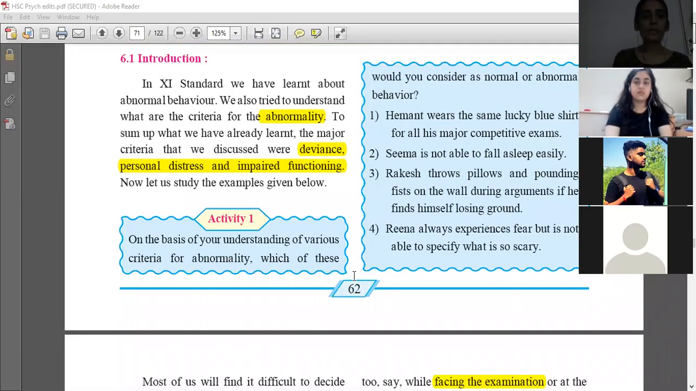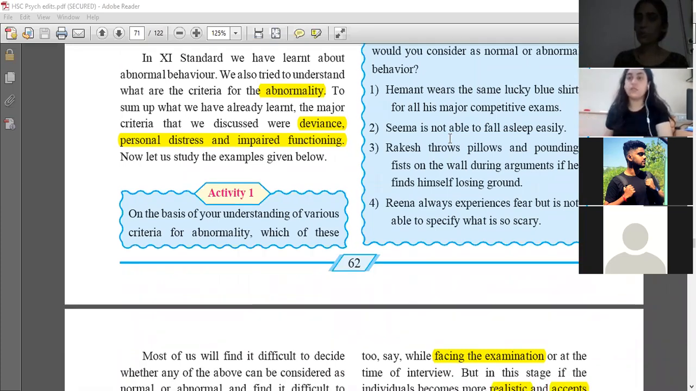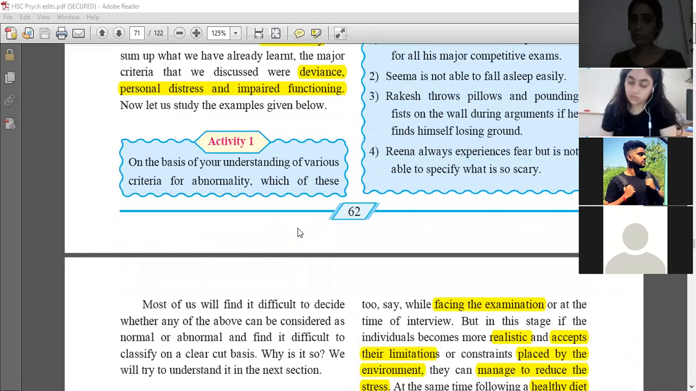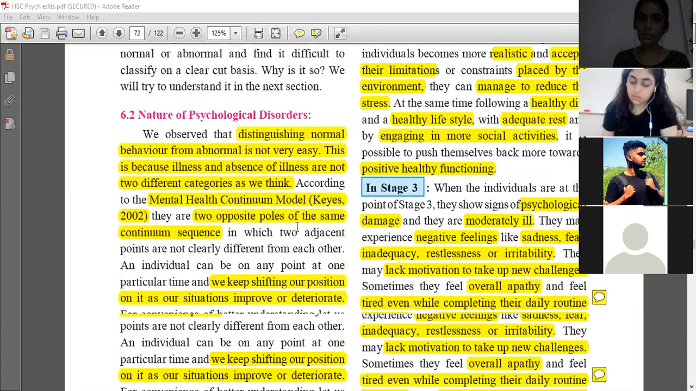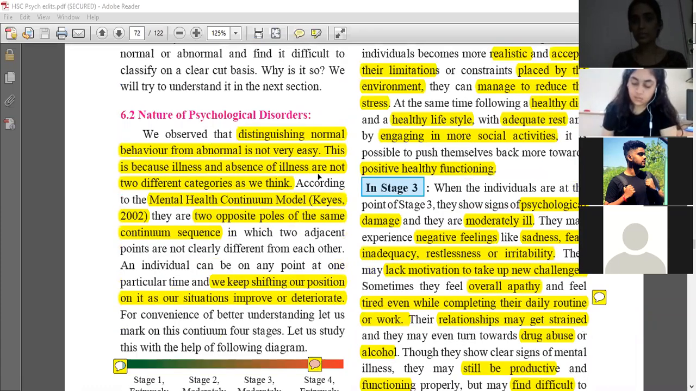Okay, now what is abnormality? So anything which is basically deviant, which deviates from normal, is abnormal. Okay, so here, any deviation which also leads to personal distress and impaired functioning. Okay, but we'll also speak about it more in detail.